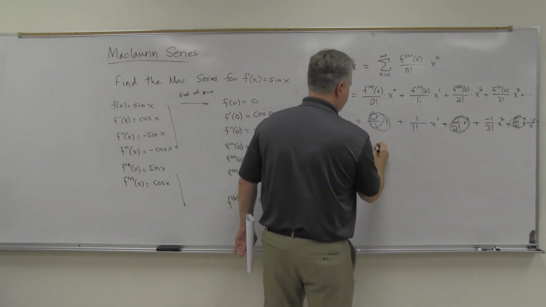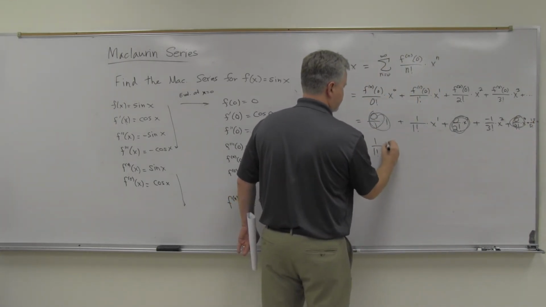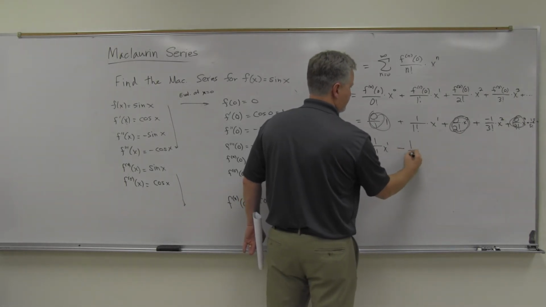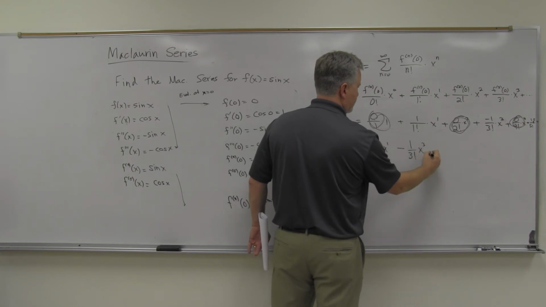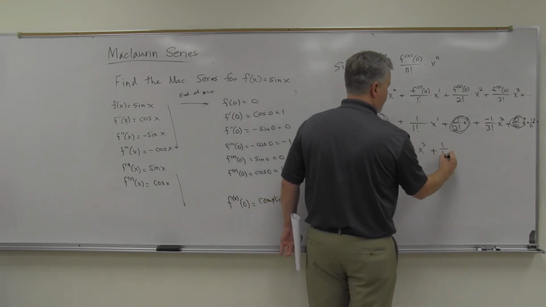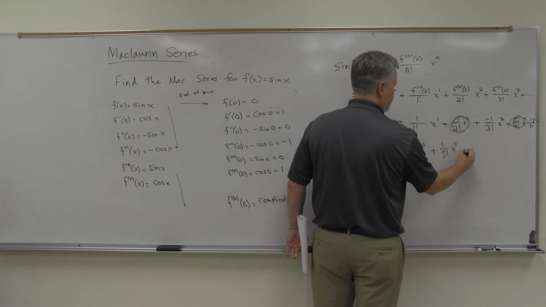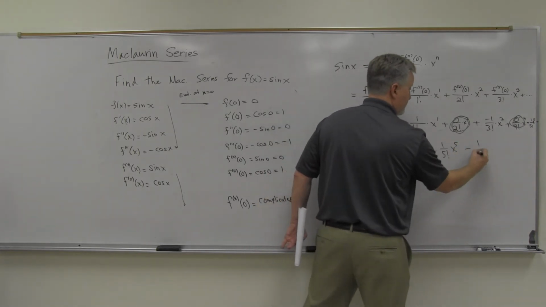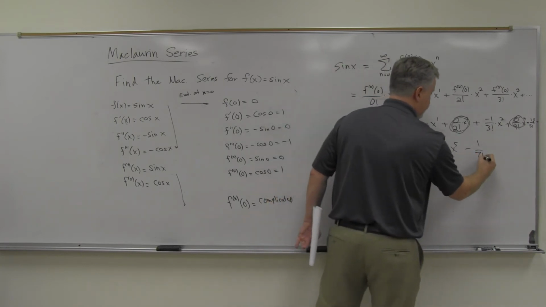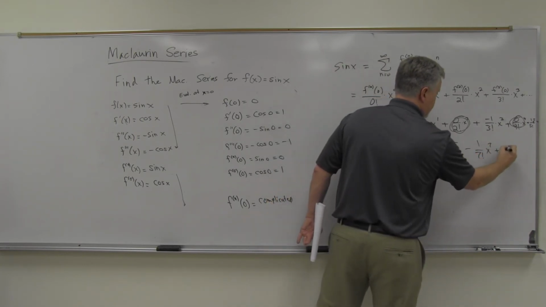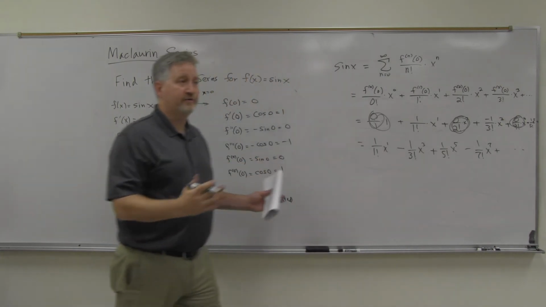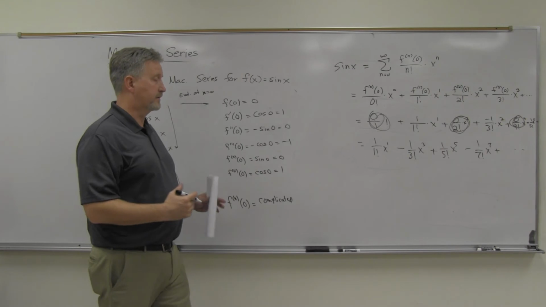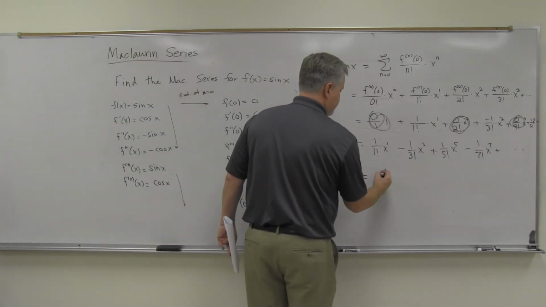And so what I'm left with is 1 over 1 factorial x to the 1, minus 1 over 3 factorial x cubed, plus 1 over 5 factorial x to the fifth. What would be the next one? Minus 1 over 7 factorial x to the seventh. And then so on. I'm just getting those odd terms, if you will. Well, here's how we can regroup. We're going to regroup here and write this as a summation.